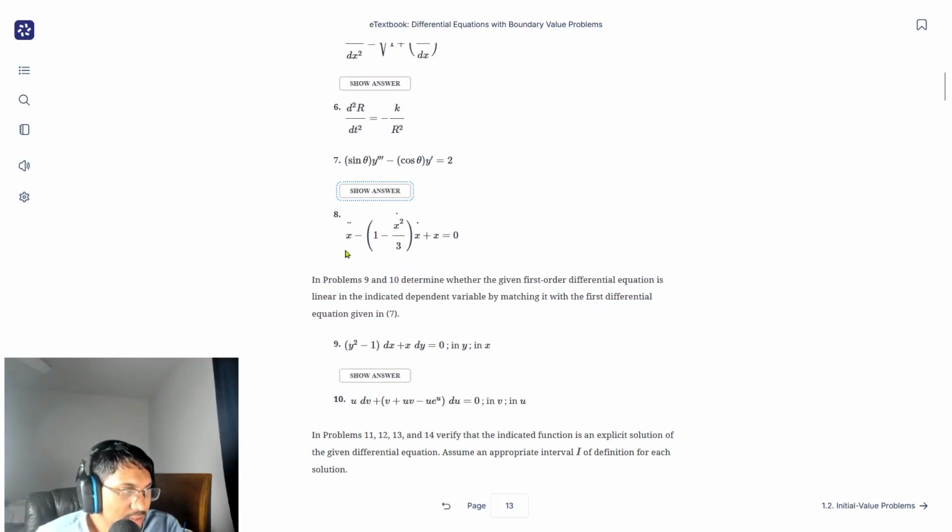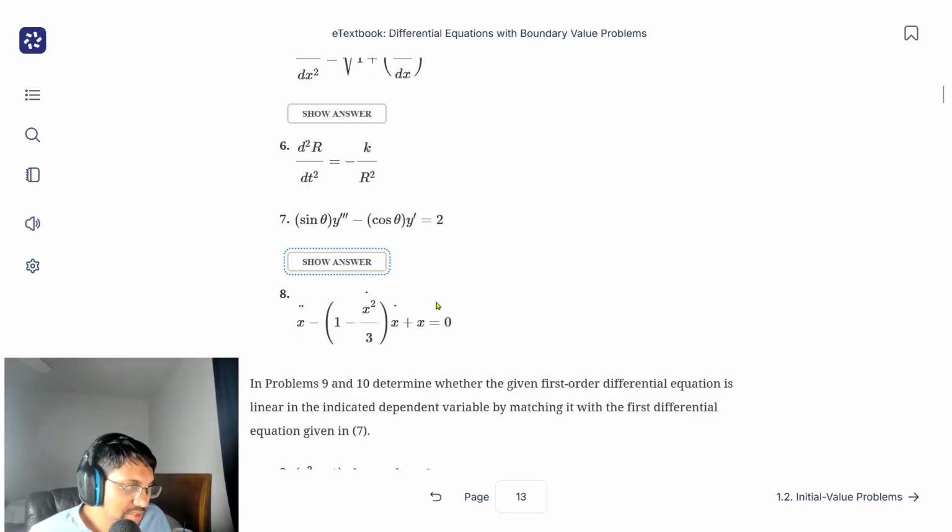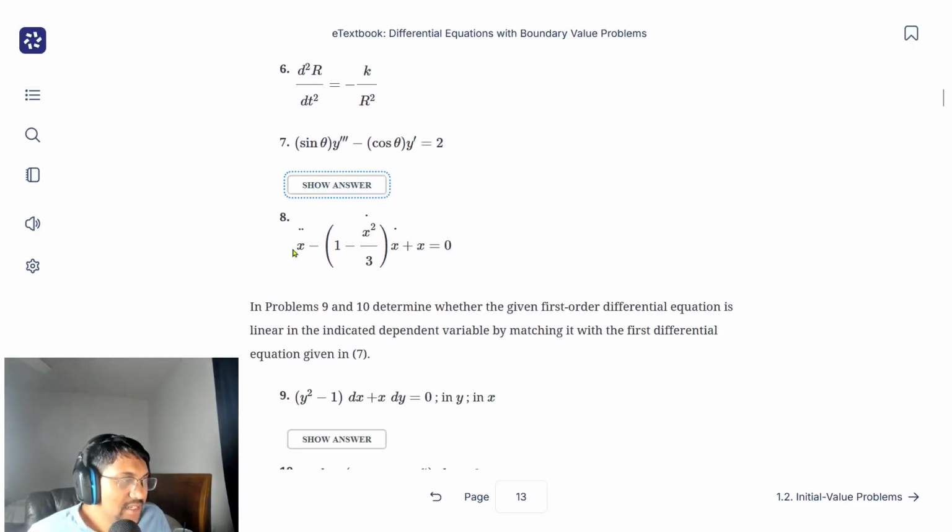And then for number 8, of course, we have x double dot minus 1 minus x squared over 3 times x dot plus x equals 0, right? And then you'll notice that this here is a little bit hard to see, so I'll zoom in a little bit. You can see that we're actually using dot notation here. And so because of that, we know that x is the differentiated variable.